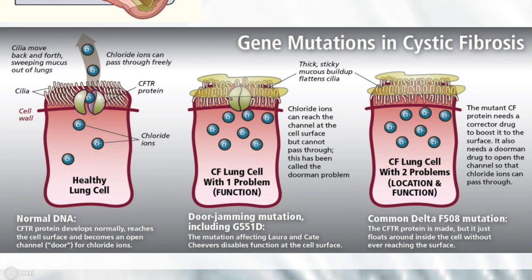In a normal, healthy lung cell, the CFTR protein allows chloride ions to pass through freely. While with a door-jamming mutation, the CFTR protein is closed, causing a buildup of chloride ions within the cell. The chloride ions result in the sticky mucus buildup which flattens the cilia. This disables their function at the cell's surface. With the common delta F508 mutation, the CFTR protein is made, but is unable to reach the surface. This results in two issues, a problem with the location and function.